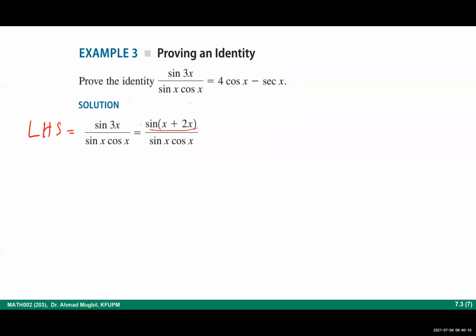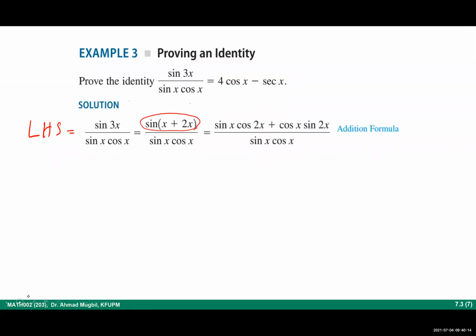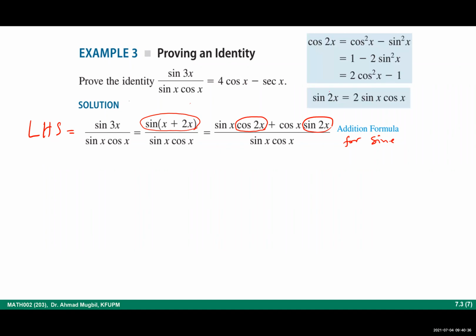And here we will use the addition formula from 7.2. So this is the addition formula for sine. It is sine the first, cosine the second, plus cosine the first, sine the second. Now, what you can do, you will go now to 7.3. You will use the double angle formulas here. Here they are.